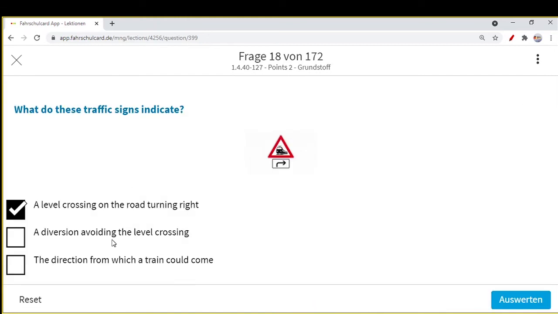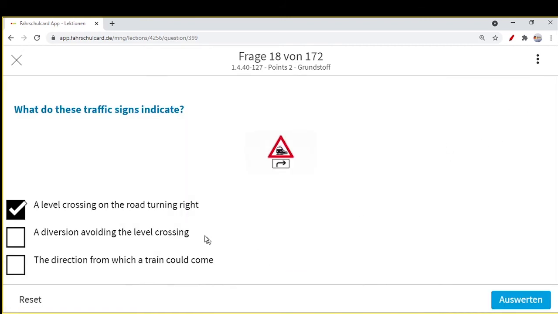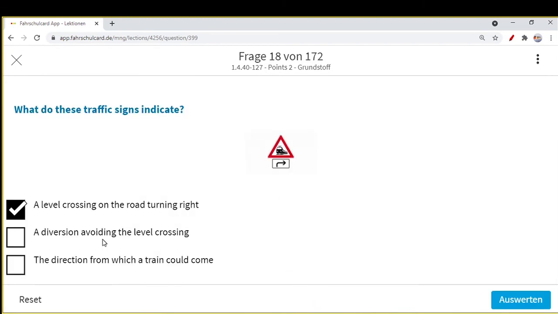A diversion avoiding the level crossing, no. There is no such sign which is telling you that you can take a diversion. Normally if there is a diversion, this sign is with the blue color, and over here it is telling that there is a danger related to the railway crossing on the right hand side, right turn. So it is not a sign of diversion that you have to take a right turn to avoid the level crossing. If there is some such sign, it should be in the blue color. This sign is not of that type.